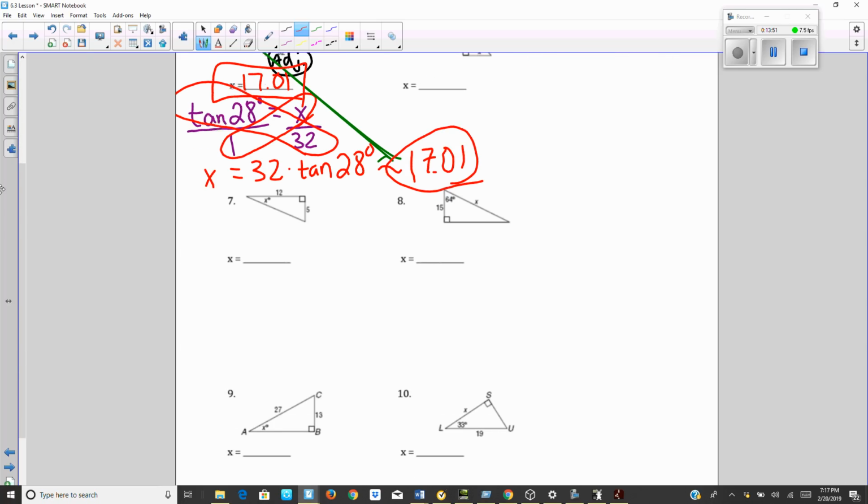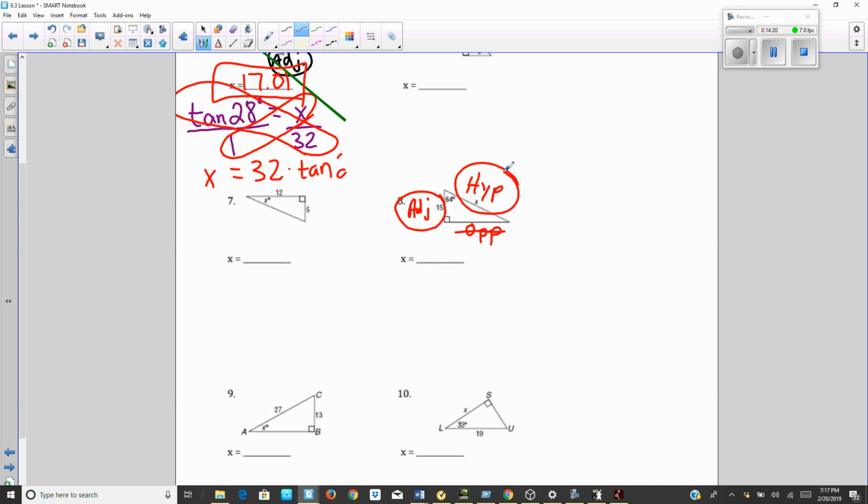All right, then finally number 8. So let's finish with this one. 64 degrees is the given angle. That side down here is the opposite side, so we're not going to use O. x is the longest side, so it's our hypotenuse. And 15 is our adjacent side. Mark that out, we don't need it. A and H. So that's the cosine of 64 degrees equals 15 divided by x. So again, x is on the bottom.